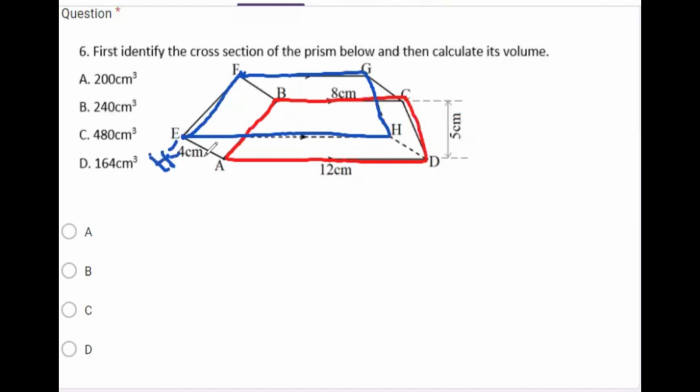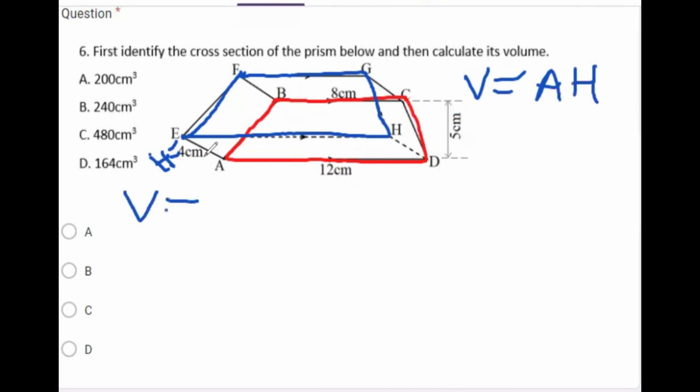Height equals 4. So to find the volume of this prism, we simply say volume equals area of cross section times height of the prism. How do we get the area of the cross section? Find the area of this trapezoid.